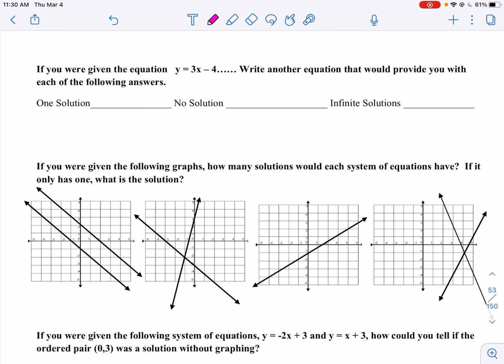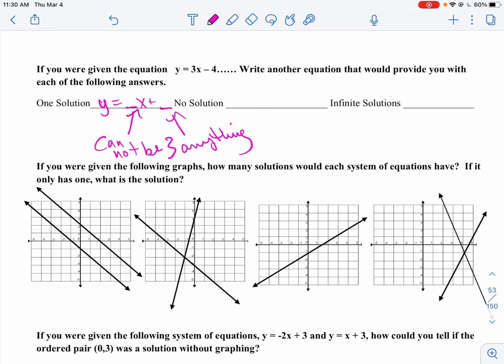Here, if you were given the equation right there, write another equation that would provide you with each of the following. So, y equals blank, blank. This right here cannot be 3. This can be anything.